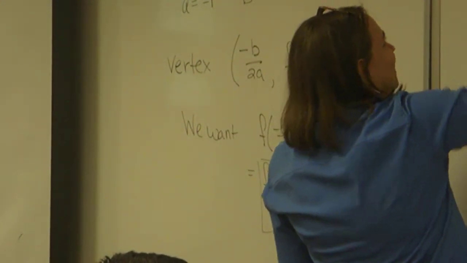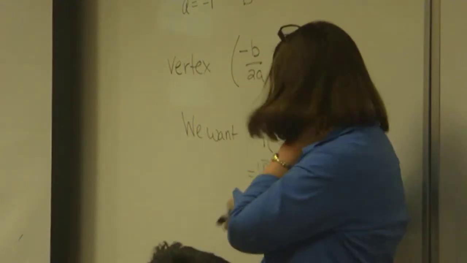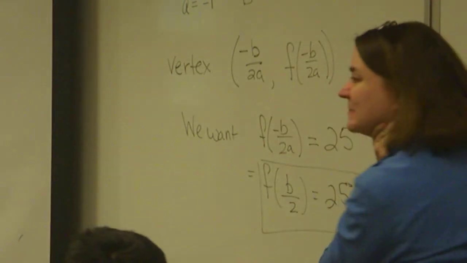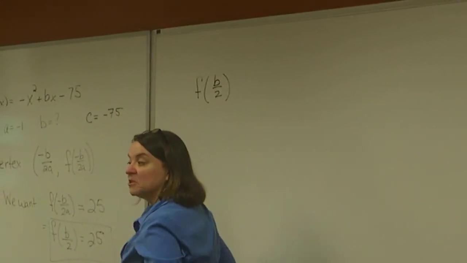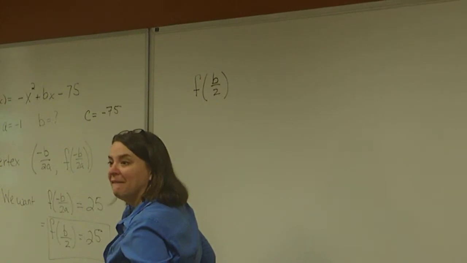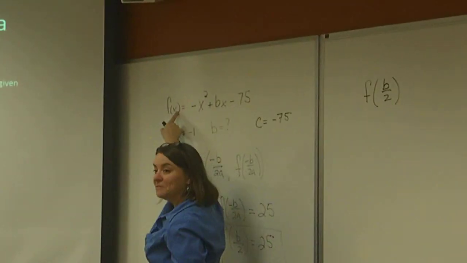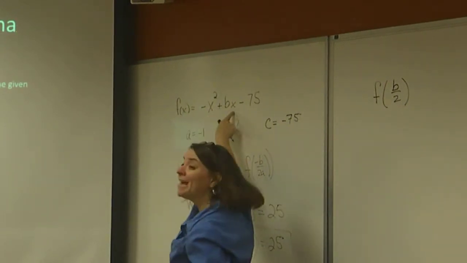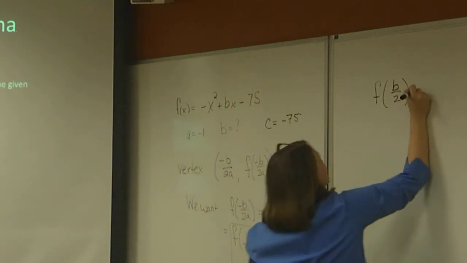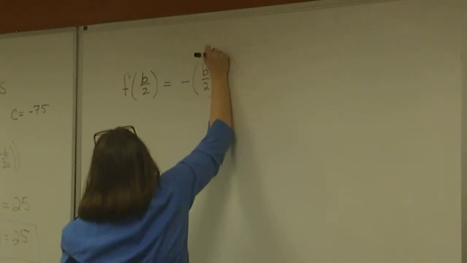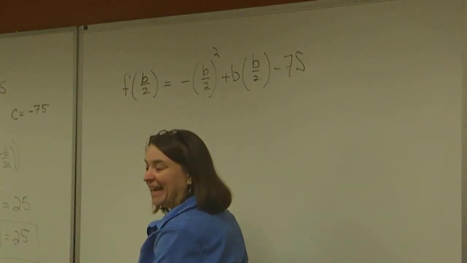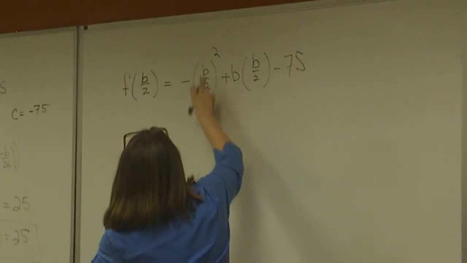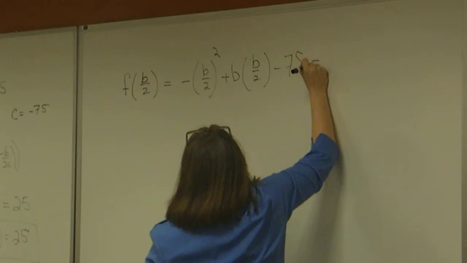Now, how do we evaluate f of b over 2? How do we calculate f of b over 2? Even if it sounds silly, say what's on your mind. You plug in b over 2 in all possible ways. You've got to plug in b over 2 for x. Opposite b over 2 squared plus b times b over 2 minus 75. Of the input squared plus b times the input minus 75. And we want that to equal 25.